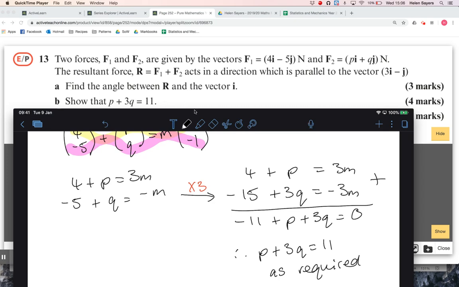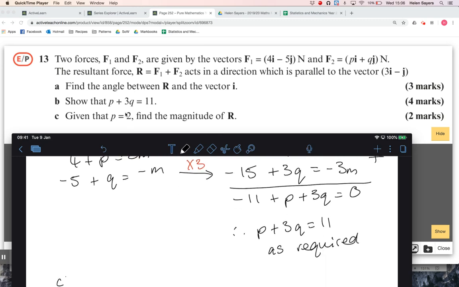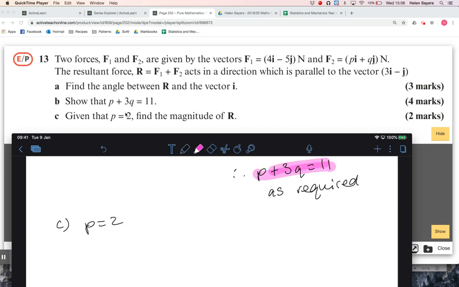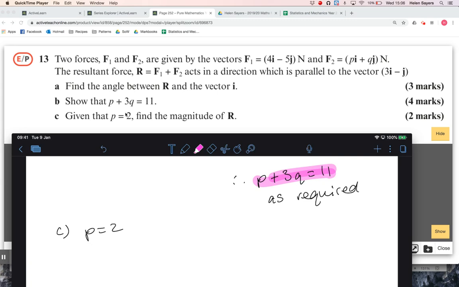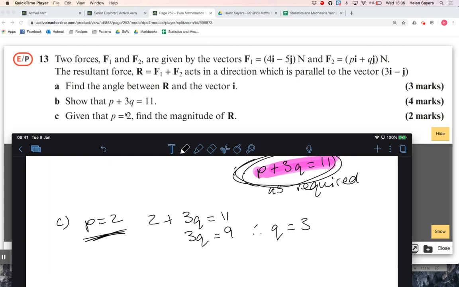Okay. And then if you got a bit lost on B, that doesn't stop you doing C. So it's always worth carrying on with the question. So if P is 2, well, they gave us this. Or even more, if you'd done B and you didn't end up with this, obviously use what they gave you in the question. So if P is 2, 2 plus 3q is 11, so 3q is 9, so q is 3. Yeah, that's just substituting P is 2 into that. Okay, so q is 3.